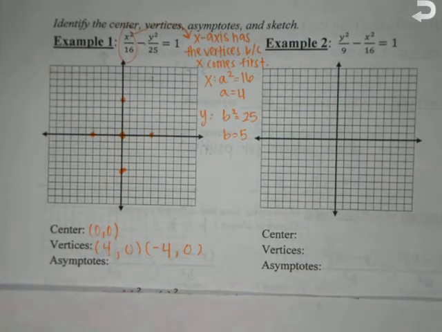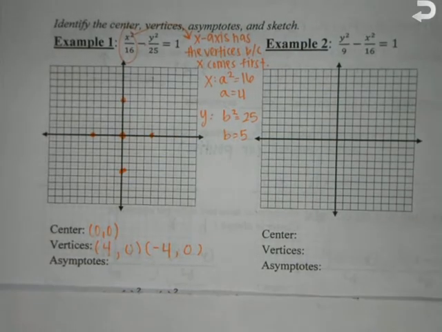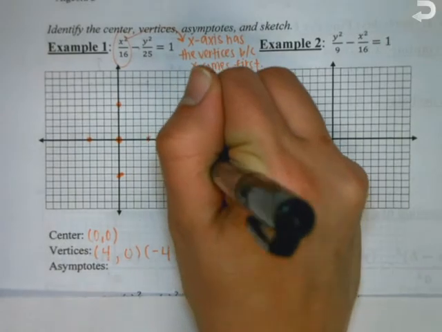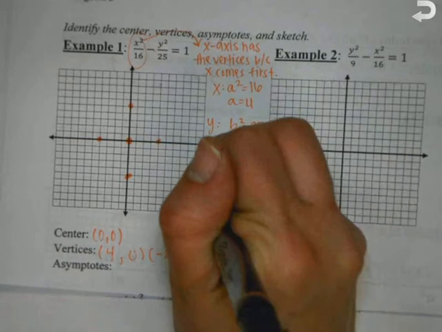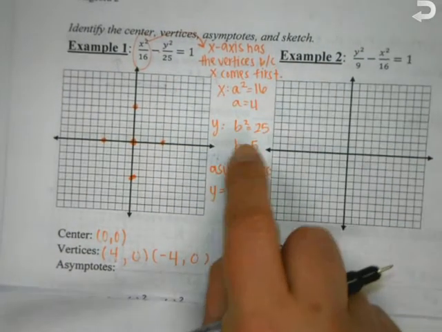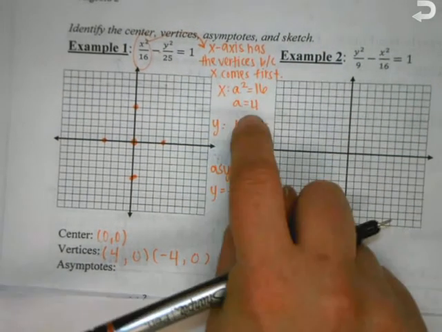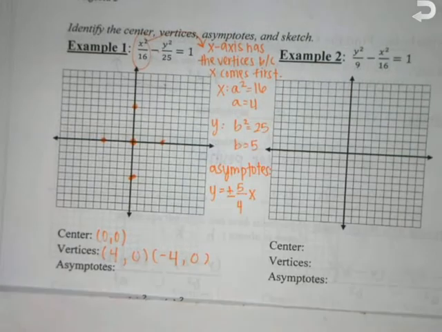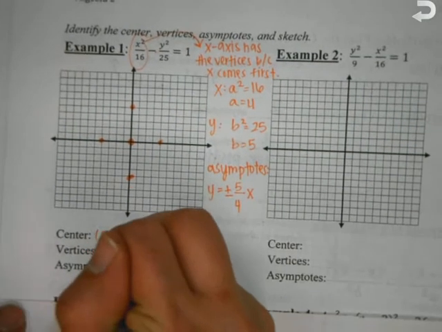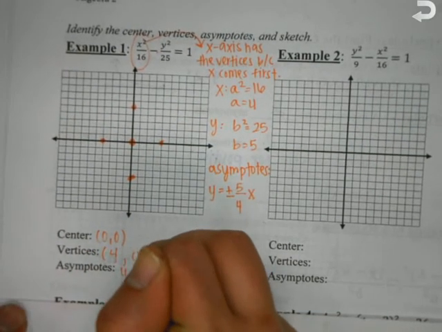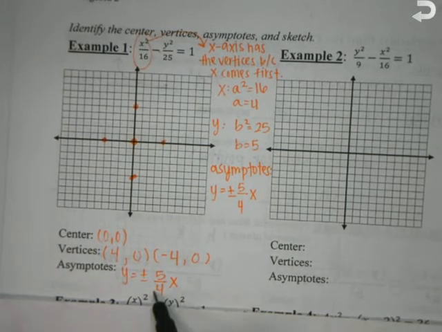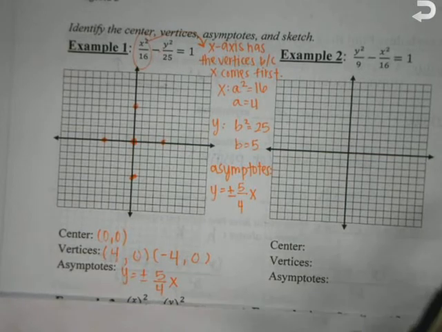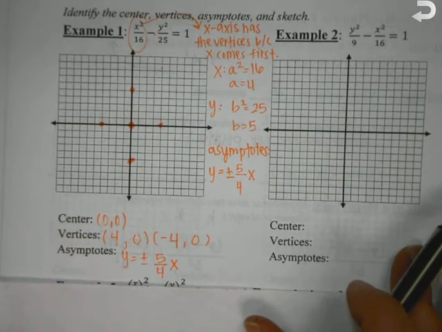The asymptotes are y equals plus or minus b, which is 5, over a, which is 4, times x. So y equals plus or minus 5 over 4 x. Okay, these are actually two lines, right? Positive 5 over 4 x and negative 5 over 4 x. We need to graph these so that we know where to put the hyperbola, how we're going to draw it.